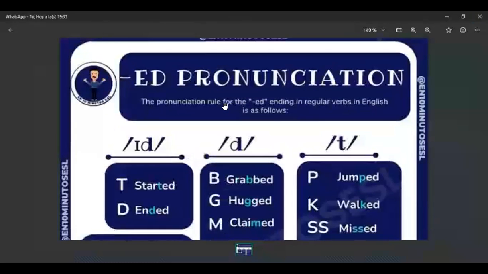Now, the ED pronunciation, right? ¿Son los verbos regulares o los irregulares que terminan en ED? Regular verbs, right? Entonces, esos verbos regulares que terminan en ED tienen tres pronunciaciones diferentes. Esa ED se puede pronunciar como id, como d, o como t. Pero ¿cómo va a saber usted cuándo se pronuncia cómo?